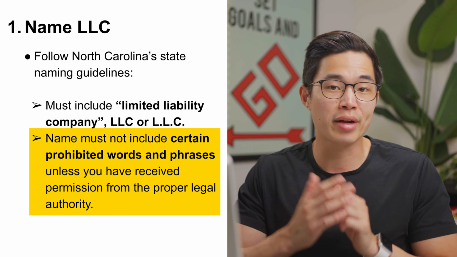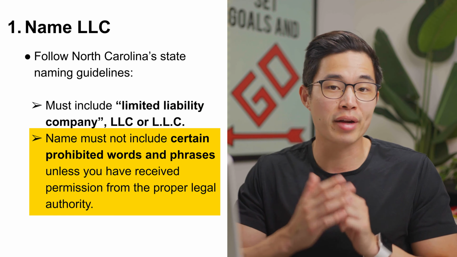Step number 2 is to hire a registered agent. So this is basically a person or a business that's responsible for sending and receiving important legal documents on your behalf, such as tax forms, lawsuits, government correspondence forms, stuff like that. They must be a full-time resident of North Carolina. And yes, it can be yourself, it can be an employee, or it can be an actual registered agent service, which is what I recommend.